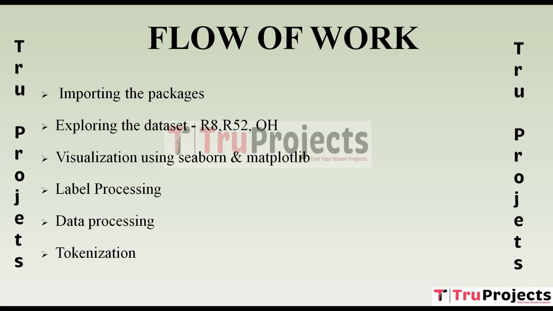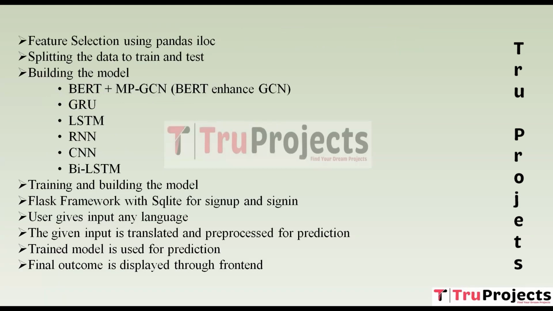Tokenization libraries like NLTK or SpaCy can be used for this purpose. Feature selection using Pandas iloc. Feature selection is the process of choosing the most relevant columns from a dataset for a machine learning task. In Python, Pandas is commonly used for data manipulation. The iloc method allows us to select specific columns based on their integer positions.